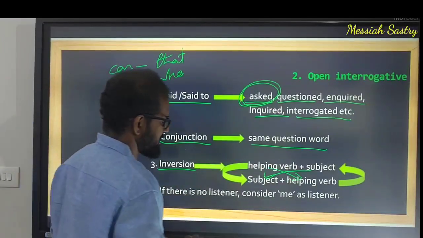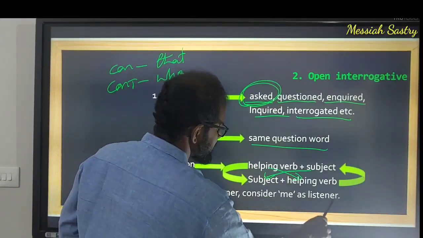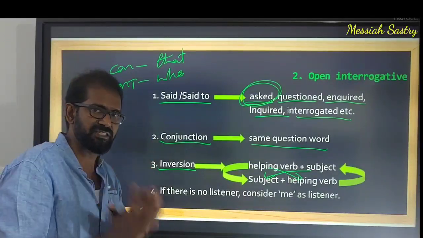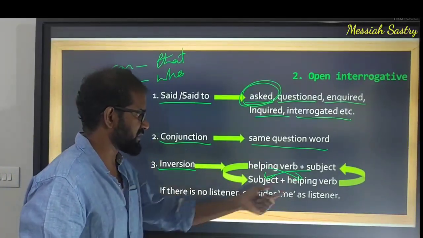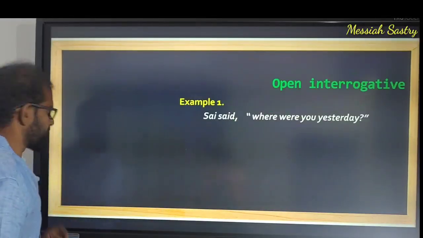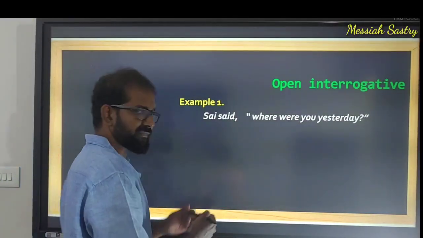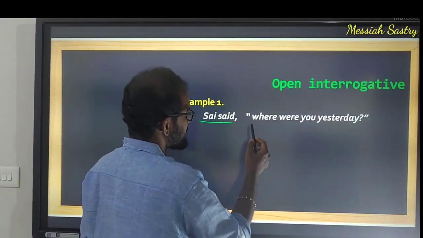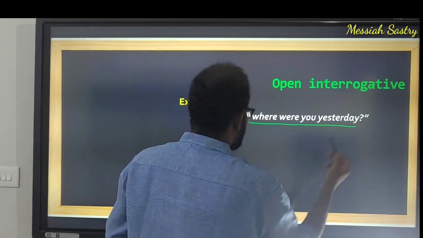If there is no listener, consider me as a listener. Suppose there is no listener, only a speaker there, no listener, then you need to consider me as the listener. Take examples. First example. Sai said, where were you yesterday?